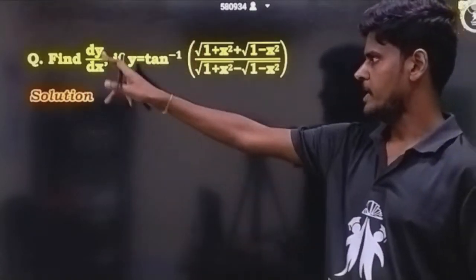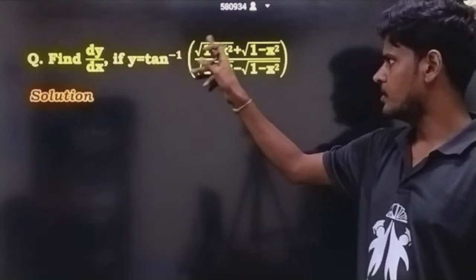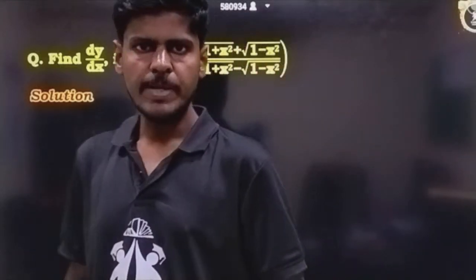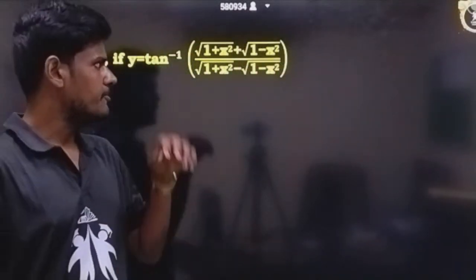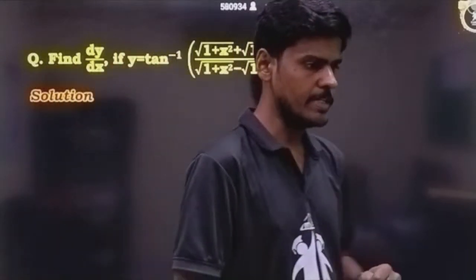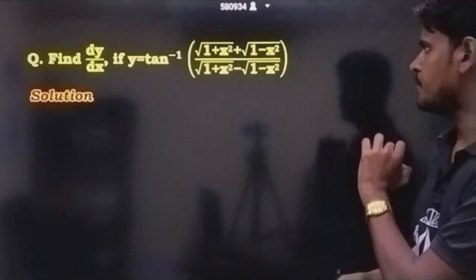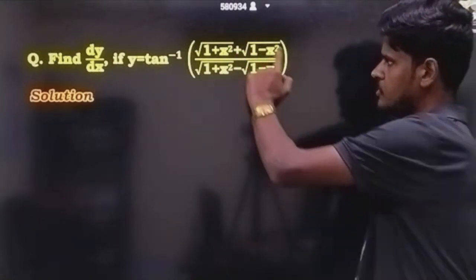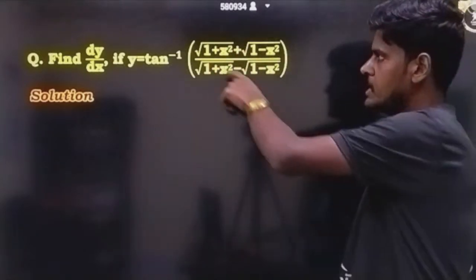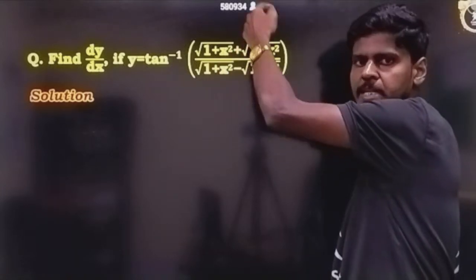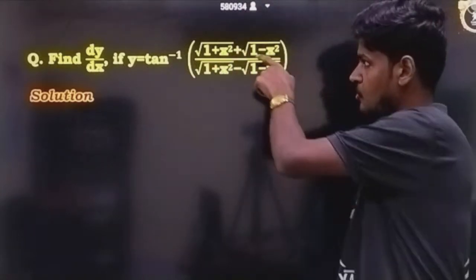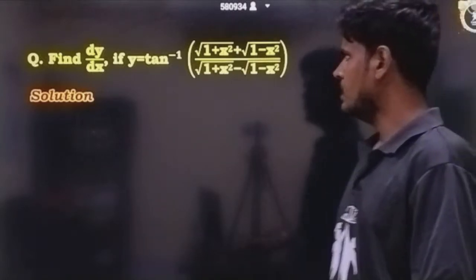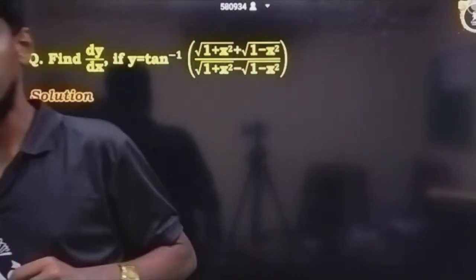Next question, find dy by dx if y is equal to tan inverse of this term. Again, by looking at the question, we have to identify what kind of substitution we have to make so that this entire expression will be simplified. By the first term, when you look at it, we can substitute x equal to tan theta, then 1 plus tan square theta will be secant square theta. We can simplify this. Now what about this term 1 minus tan square theta? We don't have any formula for that. That means you should not substitute tan theta.